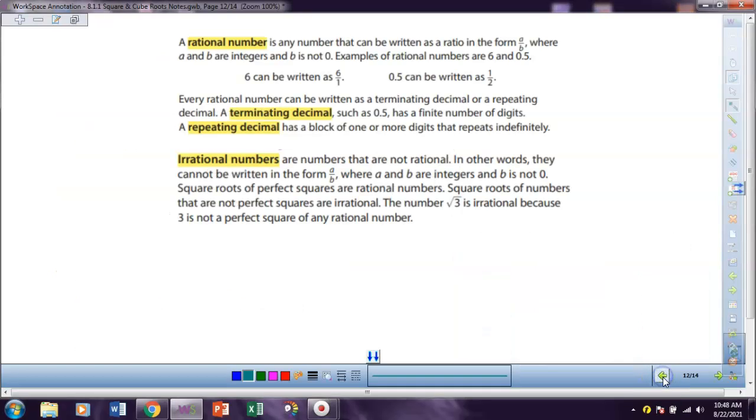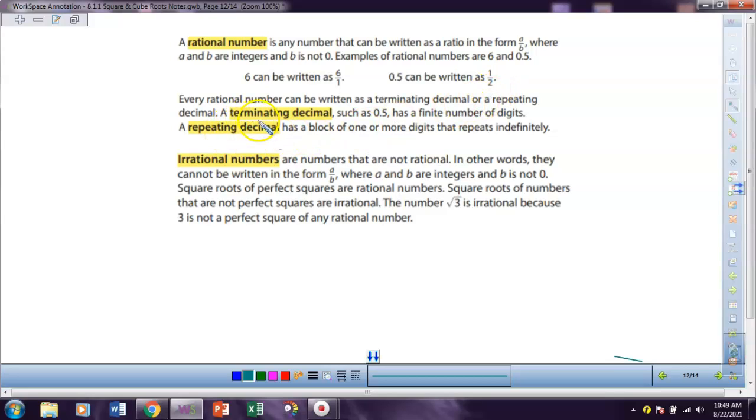And just a real quick review, a rational number is any number that can be written as a ratio in the form of a over b, where a and b are integers and b is not 0. A couple examples of rational numbers are 6 and 5/10, because 6 is an integer, and 5/10 can be written in fraction form as 1/2.